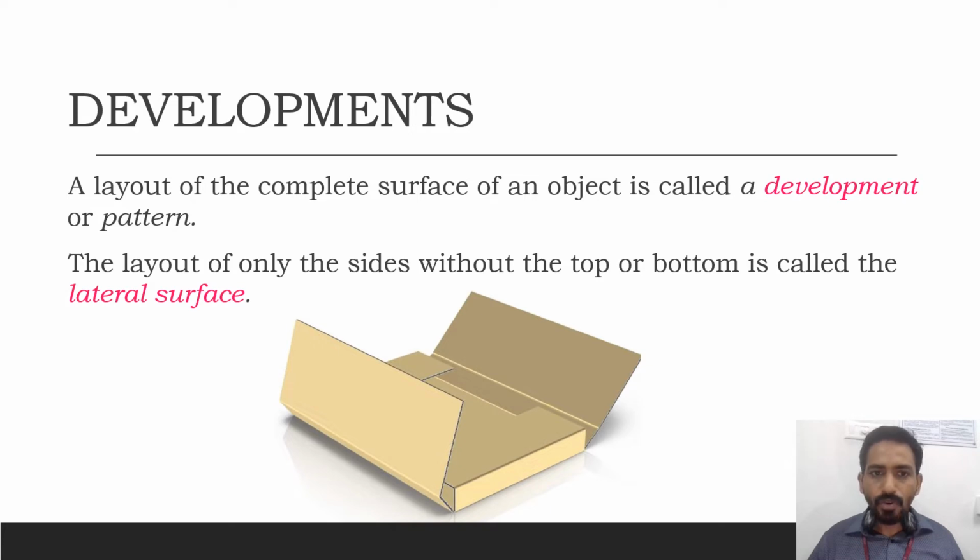The layout of only the sides without the top or bottom surface is called the lateral surface. That means it will look like this, and that end and this end will be missing. So the remaining portion is called the lateral surface. The questions might be like develop the entire surface or develop the lateral surface of a given solid. So you must keep it in mind that if it is lateral surface, you need not develop the top or the bottom surface.